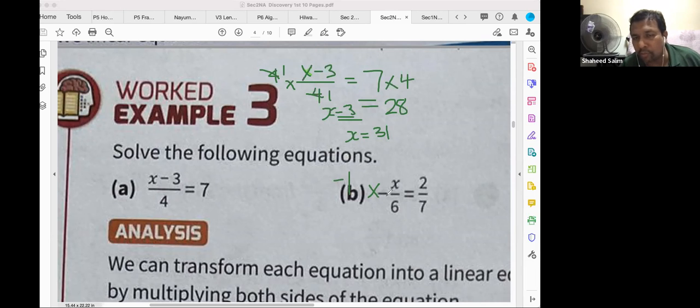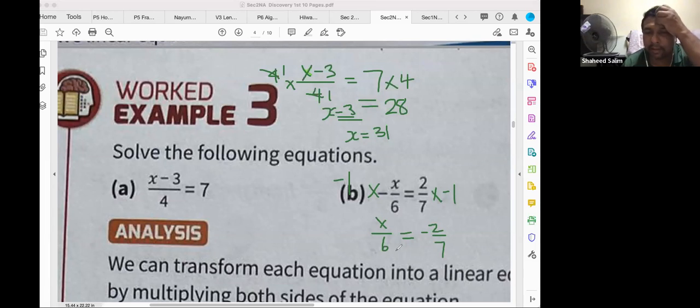Because x over 6 times 1 is x over 6. But minus times minus gives you plus. Now you have x over 6. And if you times by the minus 1, you times by minus 1 here also. Becomes what? Minus 2 over 7.